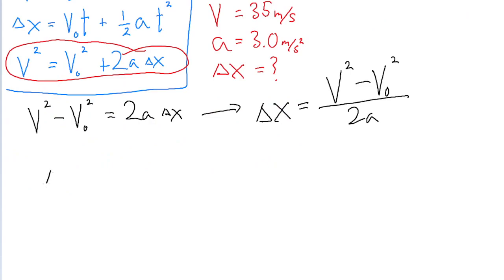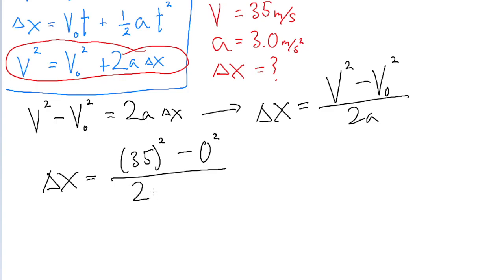So let's just plug in the variables that we know. So delta x is equal to v squared, so the final speed squared, so that's 35 meters per second, squared, minus the square of the initial speed, which is 0, all divided by 2 times the acceleration. So 2 multiplied by 3 meters per second squared.